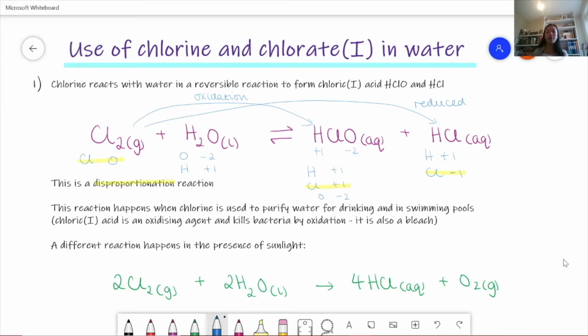And so this reaction of chlorine with water happens when we use chlorine to purify water for drinking and also in swimming pools. And how it does this is that the chloric acid is an oxidizing agent, and so it kills all the bacteria in the swimming pools by oxidation.